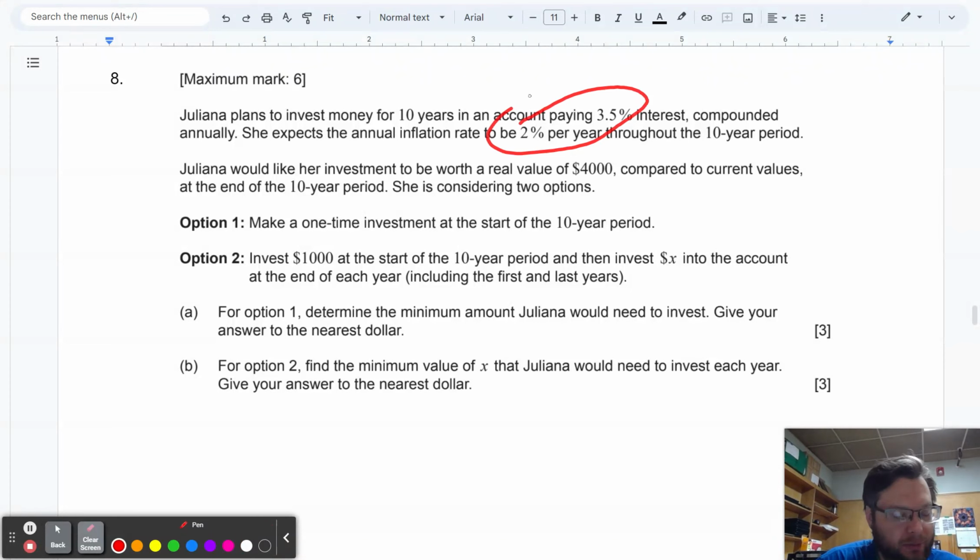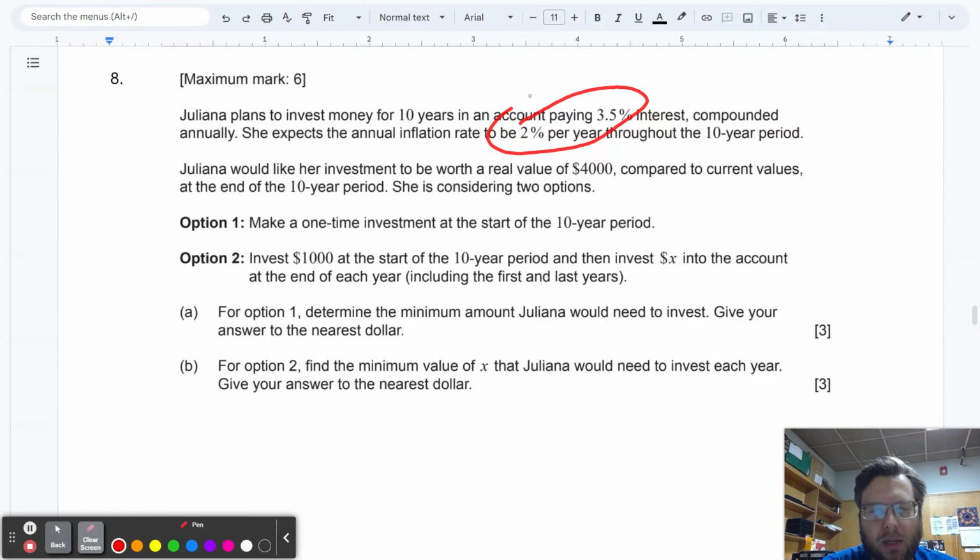So we're going to use our finance app. We have 10 years, and it looks like it's compounded annually, so that means N is equal to 10. I is 1.5% because we're comparing the 3.5% and the 2%. The present value depends on what option she does, and the payment depends on what option she does. Make sure your P/Y and C/Y are both 1 here because we're doing it annually.